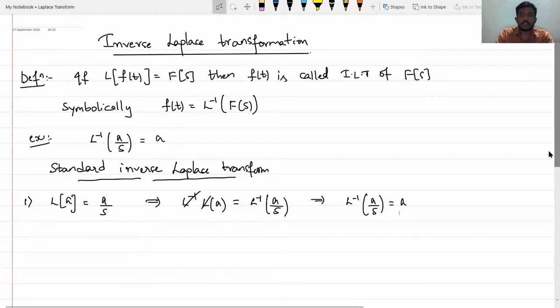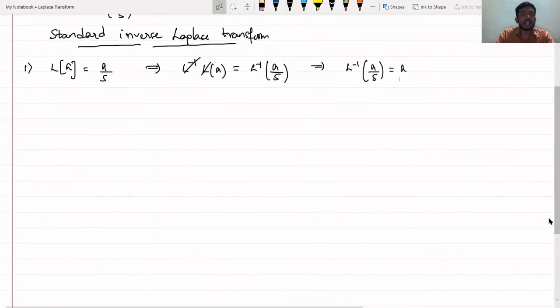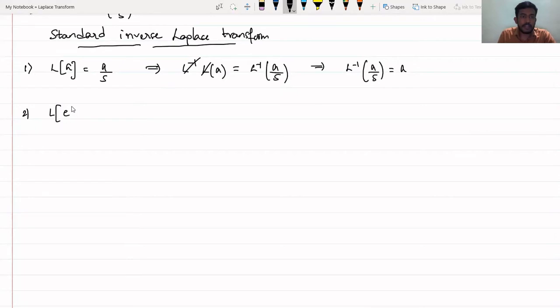Similarly, on the same lines, we derive the standard inverse Laplace transforms for all the standard Laplace transforms. So we take them one by one now. The second one: we know that the Laplace transformation of e to the power of at is given by 1 by s minus a. If I take the inverse on this, it becomes L inverse of 1 by s minus a is equal to, here L inverse and L get canceled, e to the power of at. So this is the first standard form: L inverse of a by s is a. L inverse of 1 by s minus a is e to the power of at.